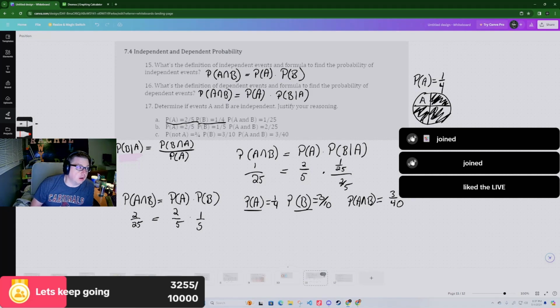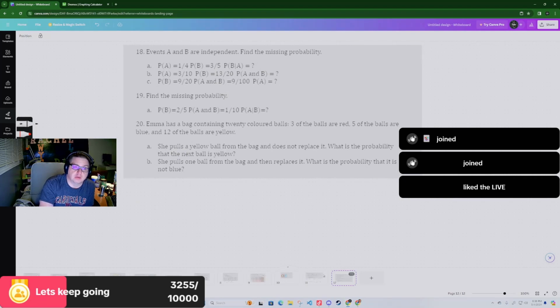So these are your independent, dependent variables, but it's really about manipulating the formula. You are going to see this on the test, I promise. So make sure you study that.